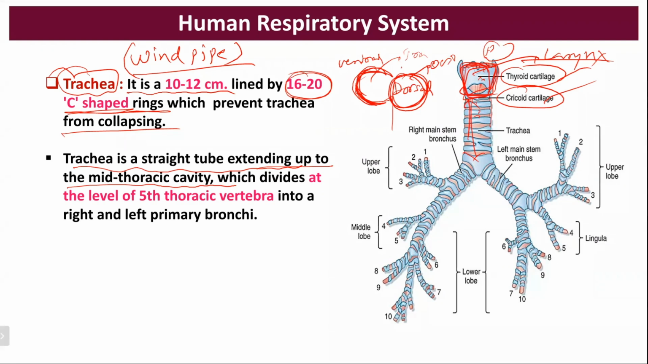Thoracic cavity means that it runs exactly up to the middle of the chest region, right? So trachea is a straight tube extending up to the mid thoracic cavity, which divides at the level of the fifth thoracic vertebra.